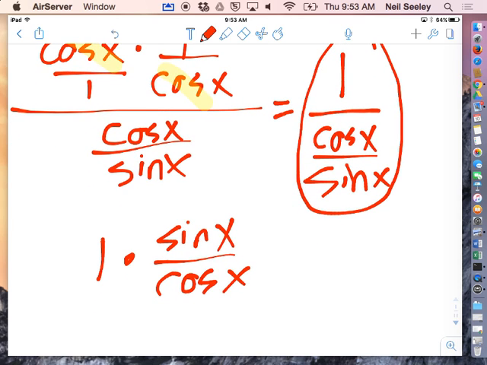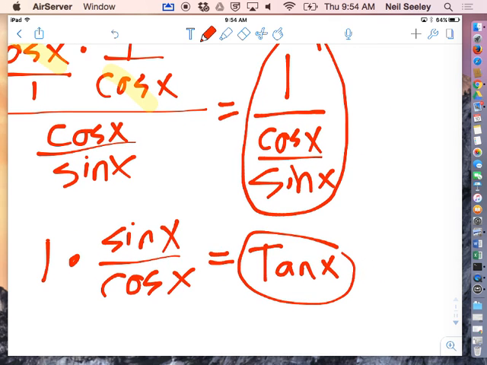Now, I wouldn't consider that done. That's pretty simplified, right? Just sine over cosine. However, the goal is to get to as minimal a number of trig functions, or even a number if possible. Is there one more step I could go to simplify this a little more? Tangent of x, sine over cosine. So if you can get it to one trig function or one number, or a minimal number of trig functions, that would be the goal. Get as minimal as possible.